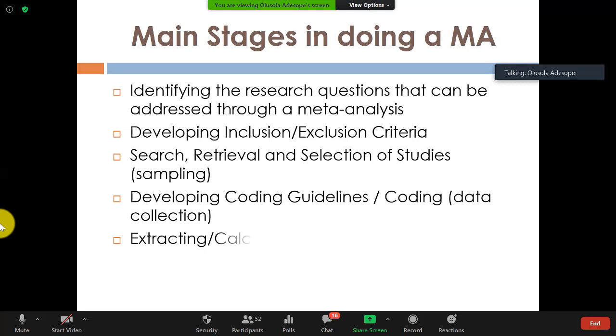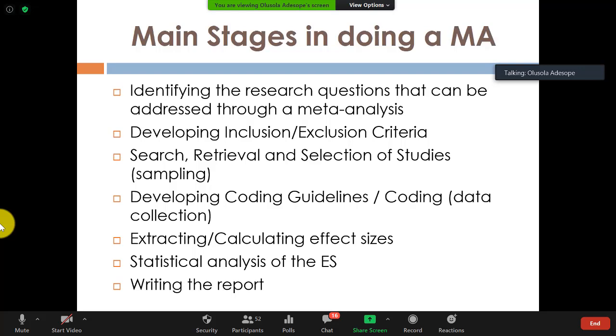but then it's been picked up extensively across all different fields. For this part two, I really want to focus on the main stages, because we had a number of questions on main stages. You know, what is the process? How do you do it? These are the stages of conducting a meta-analysis.